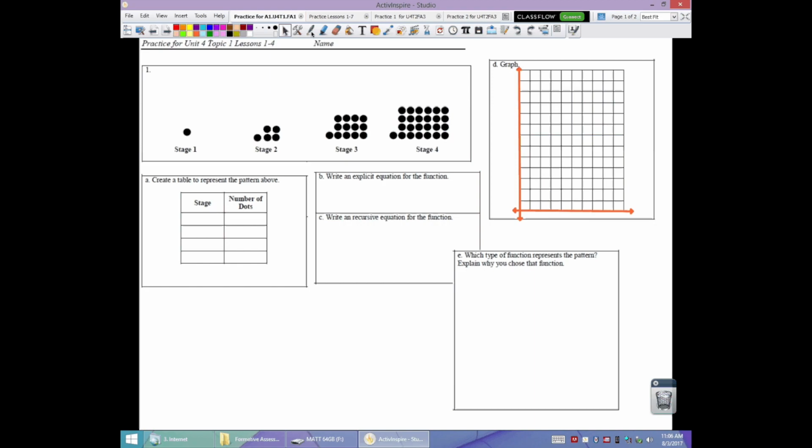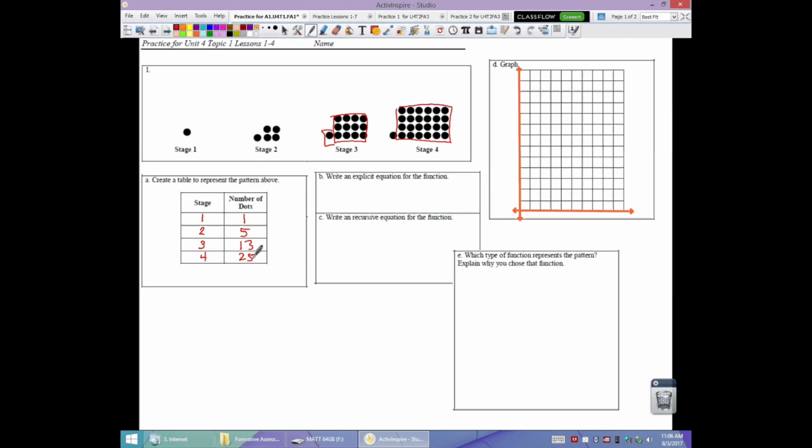Okay. So, first thing I need to do is count up those dots, and I'll go ahead while I'm doing that and enter that into the table. So in stage 1, there's exactly 1 dot. In stage 2, we have 5. In stage 3, well, there's 3 rows that are 4 right here. So there's 12 plus 1 more makes 13. In stage 4, this rectangular array is 4 by 6. So there's 24 in there plus 1 more makes 25.